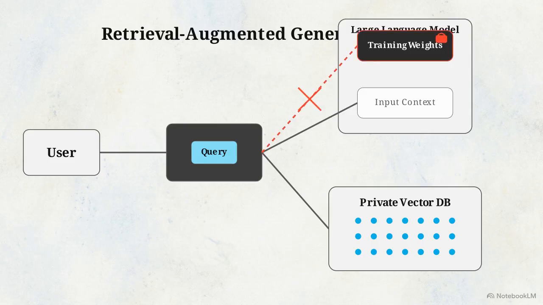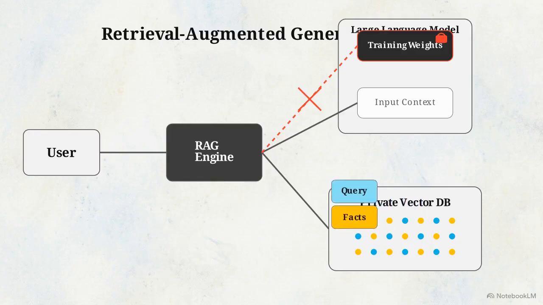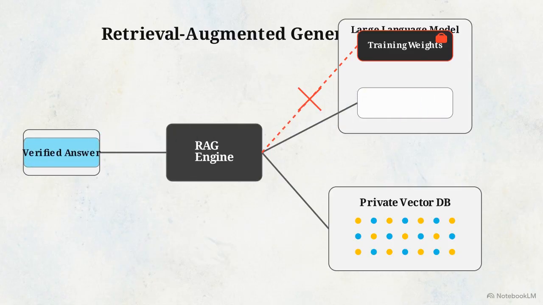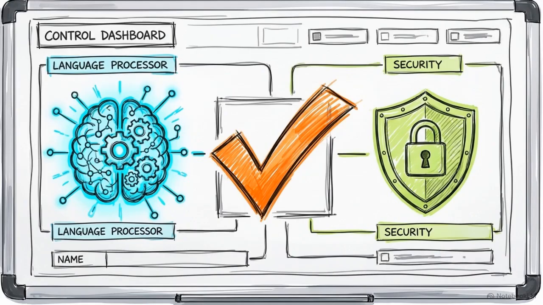Instead of altering the AI's training, RAG intercepts your question, searches the database, retrieves those specific facts, and hands them to the AI as the only context to formulate an answer. RAG enables the system to synthesize verified, strictly controlled facts alongside its core language capabilities.